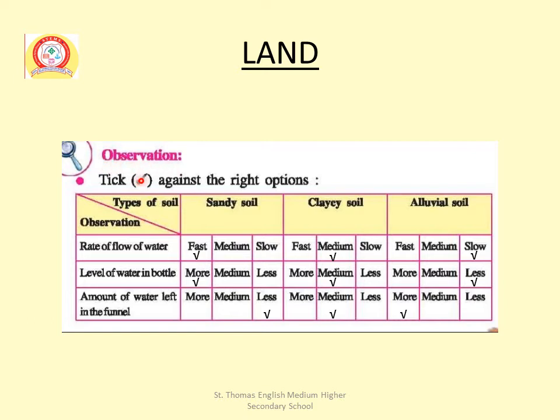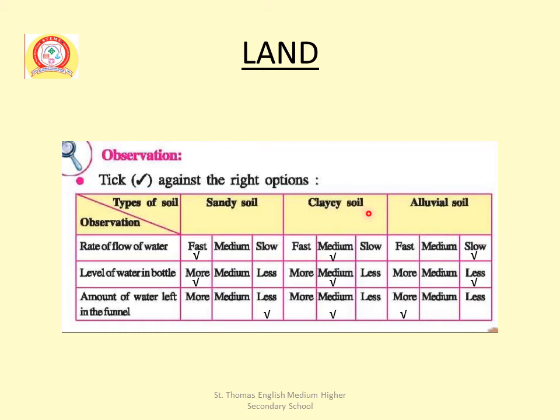Here, observation. After this activity, what is your observation? Tick against the right option. So, for sandy soil, what is the observation? Rate of flow of water, that is fast, and level of water in bottle, that is more. Amount of water left in the funnel, that is less, naturally, because sandy soil has more water draining capacity. It cannot hold water for a long time.